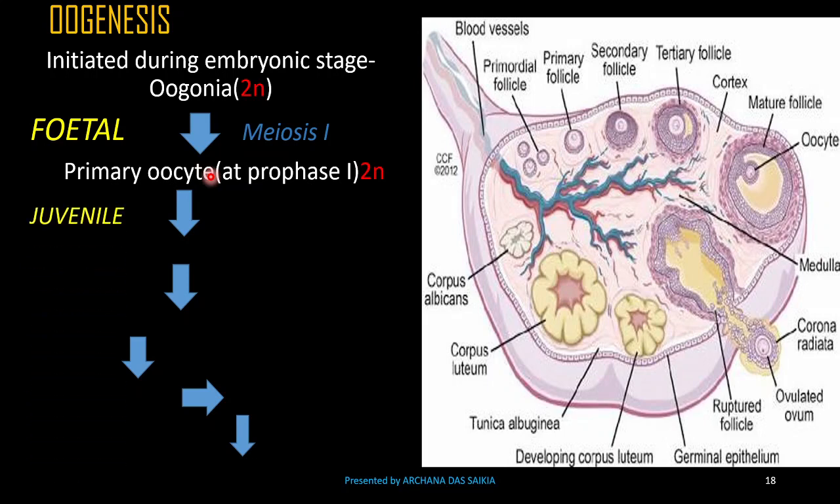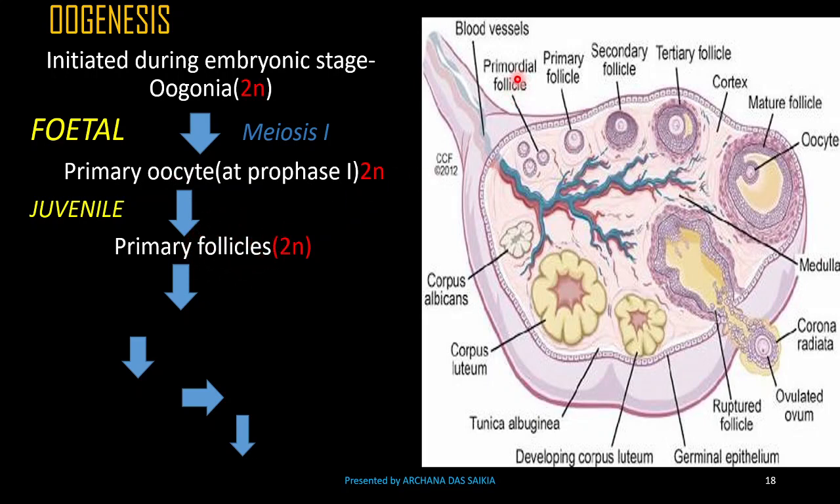The fetus grows. The baby is born, the female baby is born, and then she grows and attains puberty. Juvenile is the phase before sexual maturity, before puberty. As she is growing, what will happen? The primary oocytes start forming some follicular layers.